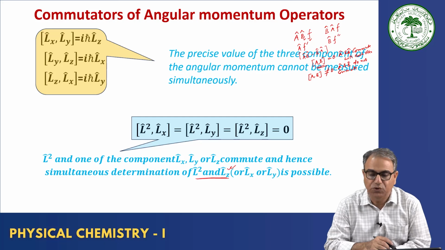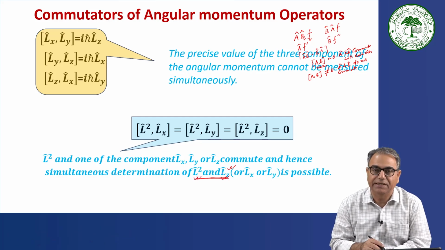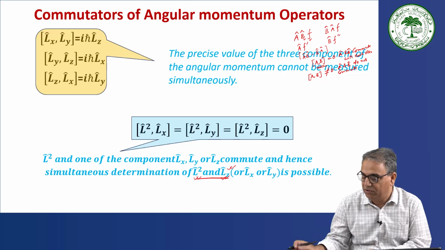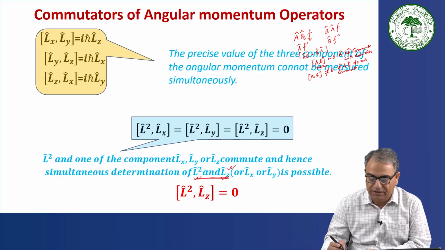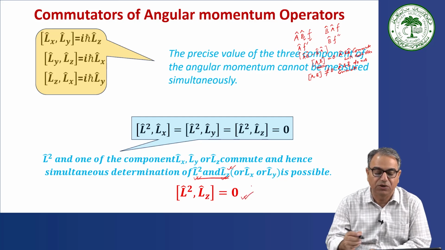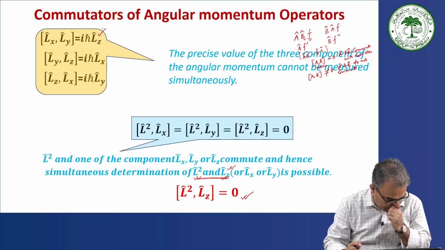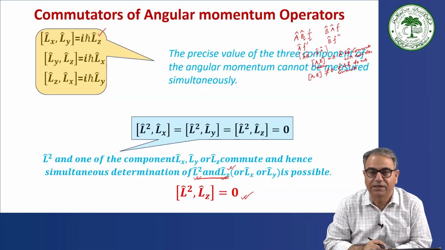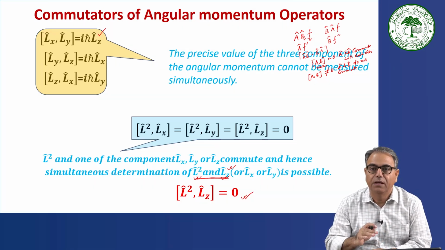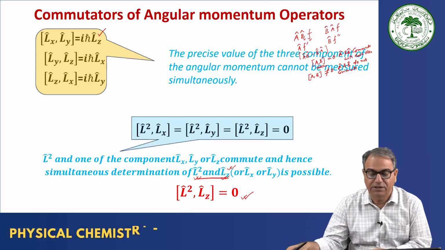So these two values, L square and Lz, can be determined precisely and simultaneously, and that's why this relationship is important: the L square, Lz commutator is 0. Simultaneous evaluation of all the components Lx, Ly and Lz is not possible. Now, if you want to check whether these relationships exist or not, this is the final relationship.